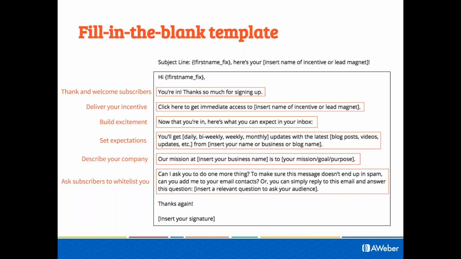And this last section here is actually the whitelisting section, so this will help you get your subscribers to whitelist you so that you can increase deliverability with your emails. One way to do this is to get them to add you as an email contact. Another is, if they reply to your email, that also whitelists you. That's an easier way for them to get whitelisted. So you can ask them a relevant question, and if they respond, they'll be whitelisted. That's one thing this template will also help you do.